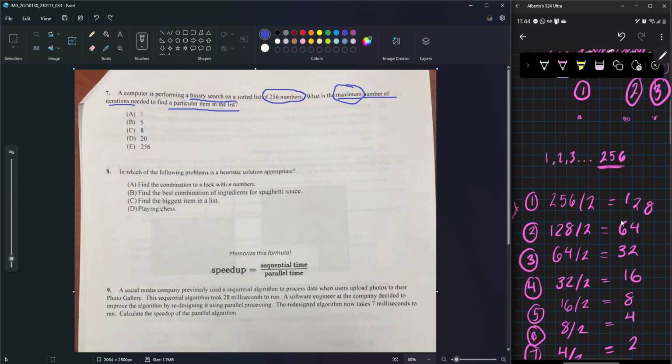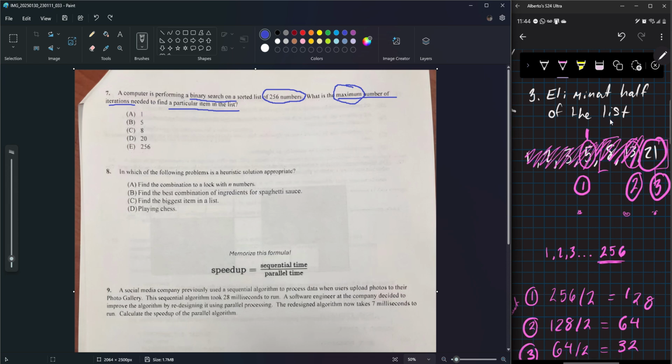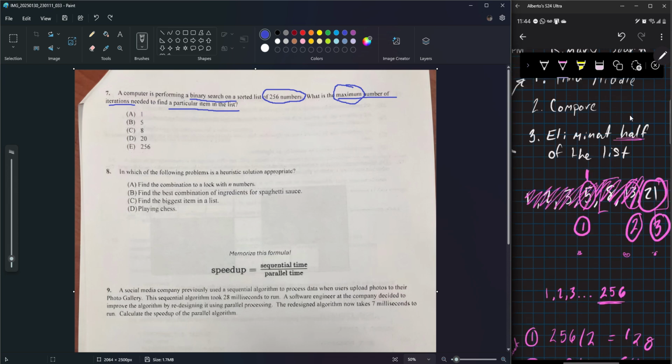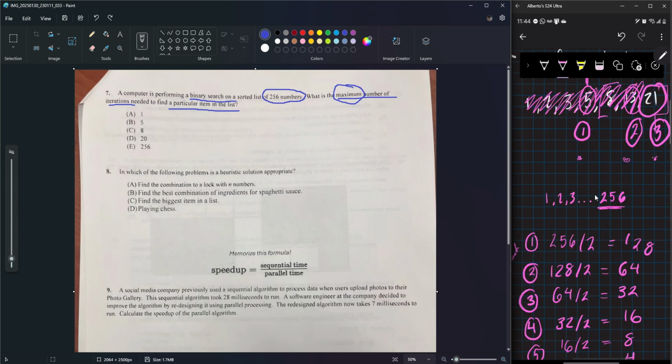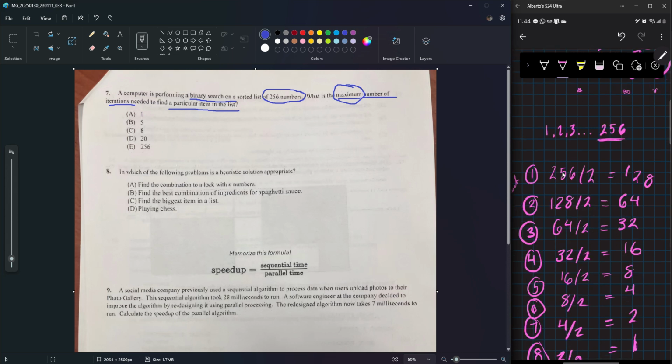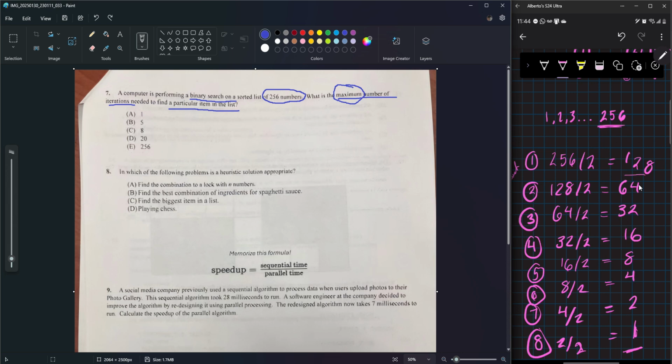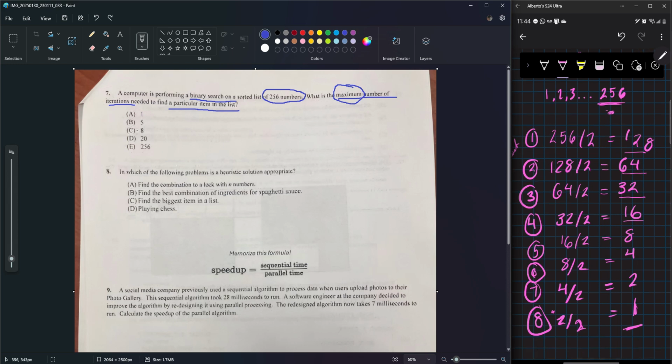And you have to divide by 2 because remember that you eliminate half after every repetition. So if you're eliminating half, you're dividing by 2. So in this list of 256 things, the first time you eliminate half, you will be left with 128 things. And then 64, and then 32, and then 16, all the way until you're only left with one, which is the last repetition, because you found the number. So it would be 8.